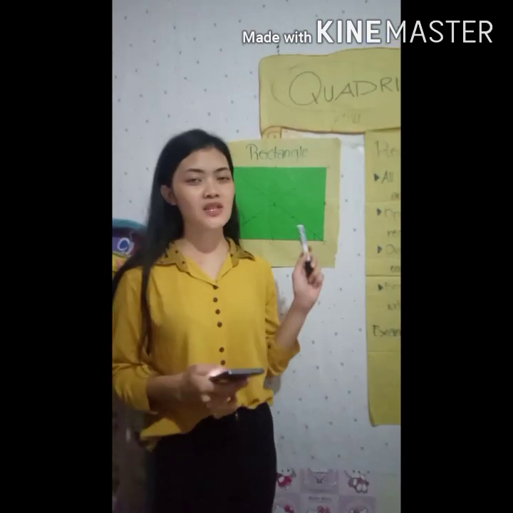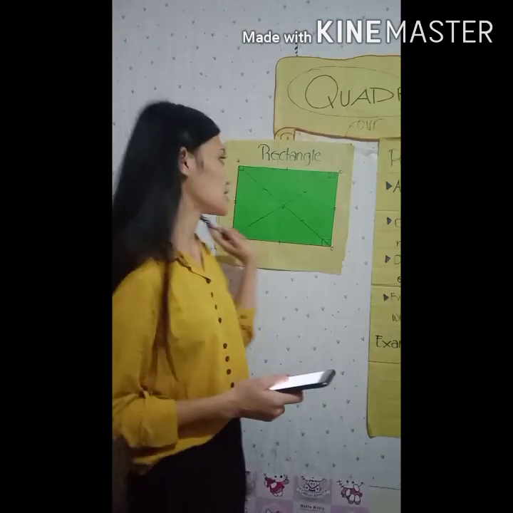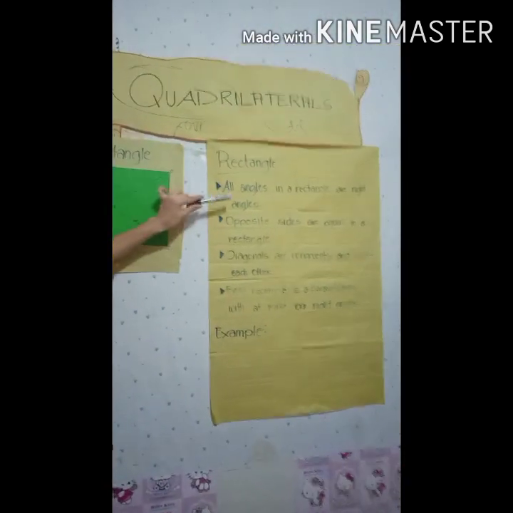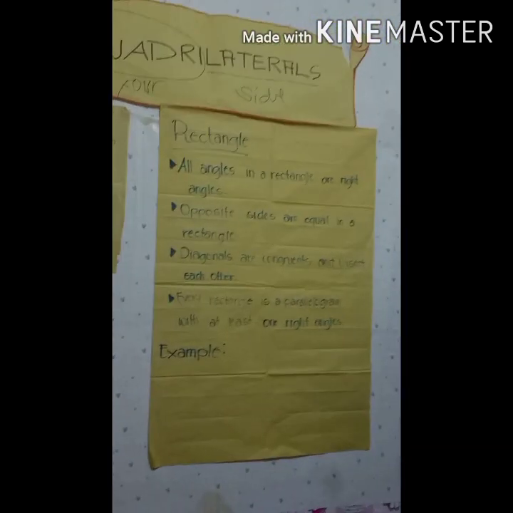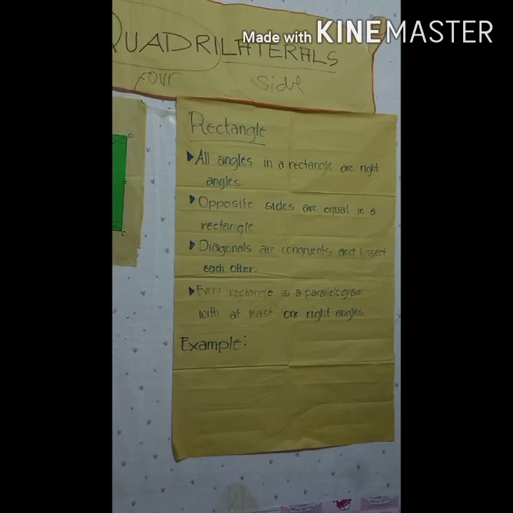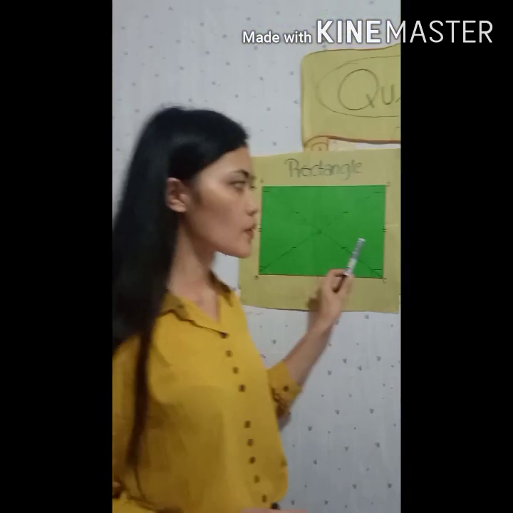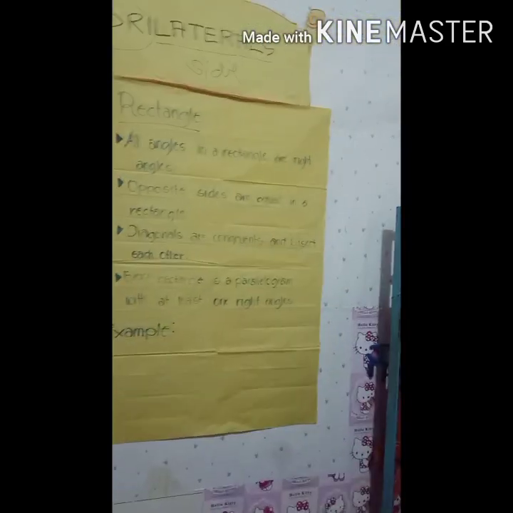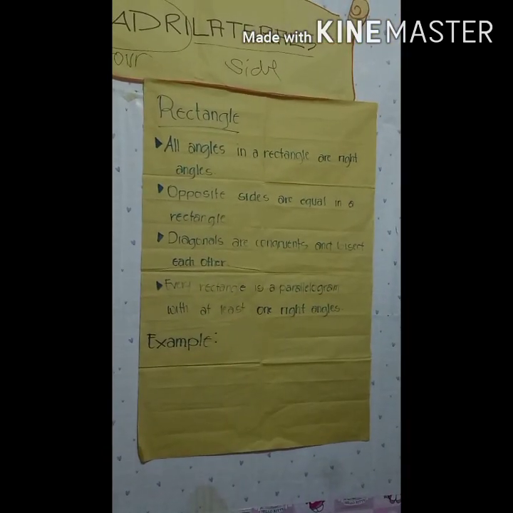Now, let's proceed to the next topic, which is the rectangle. The properties of a rectangle: all angles are right angles. The opposite sides are equal. The diagonals are congruent and bisect each other. Every rectangle is a parallelogram with at least one right angle.